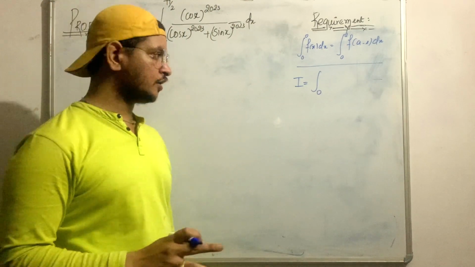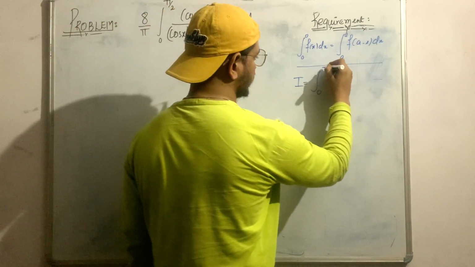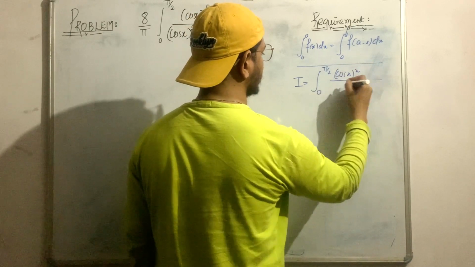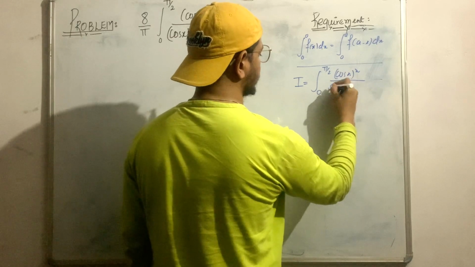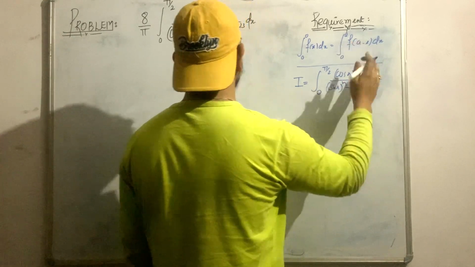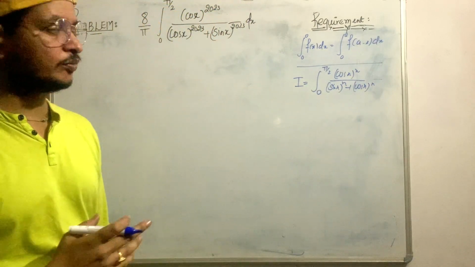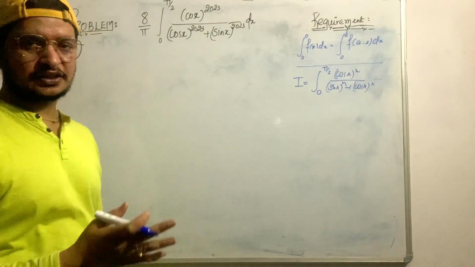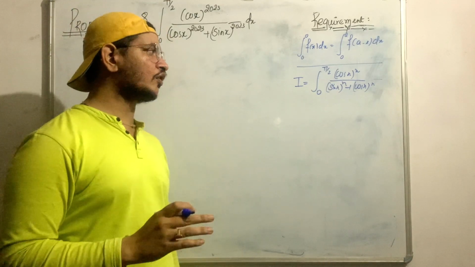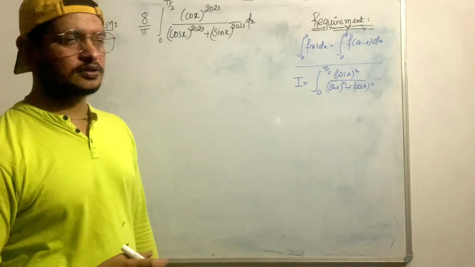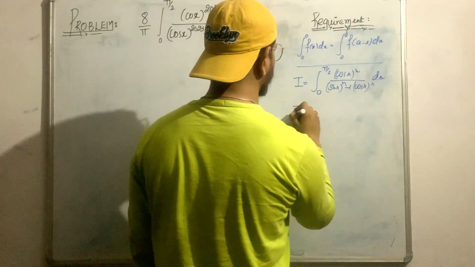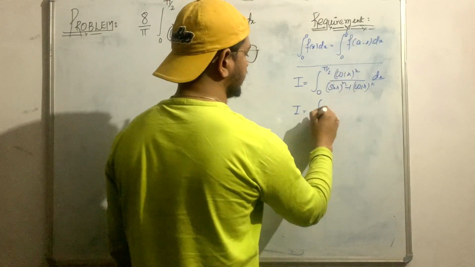And the format is, if I write the integral from 0 to pi by 2 of cos x to the power n upon sin x to the power n plus cos x to the power n. Whatever value is coming in the numerator, we will take it as either cos x or sin x. There is no issue with that. Just write cos x to the power n, sin x to the power n dx. You can write it like this, and then take this property.